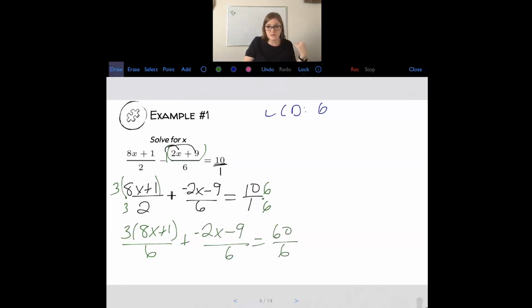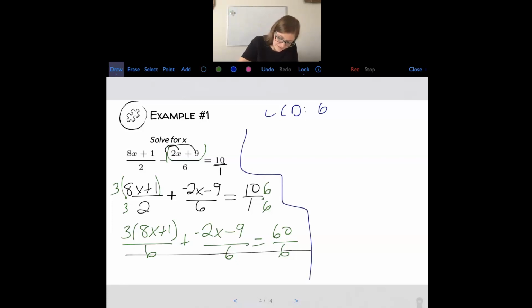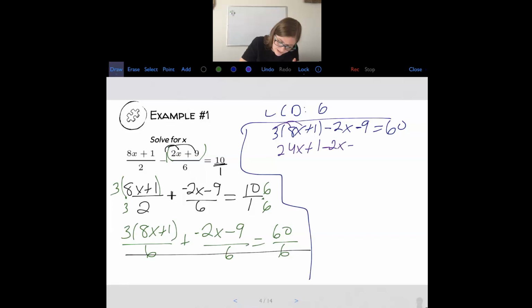Okay, at this point, using what I talked about on the last slide, we can let go of our denominators, or they cross off, and then we write what we have left. I'm going to write it over here. So we have 3 times 8x plus 1 minus 2x minus 9 equals 60. And look, we have a linear equation that we already know how to solve. Okay, so we start off by distributing the 3. So we have 24x plus 3 minus 2x minus 9 is equal to 60. I am going to combine like terms. So this will give me 22x minus 6.